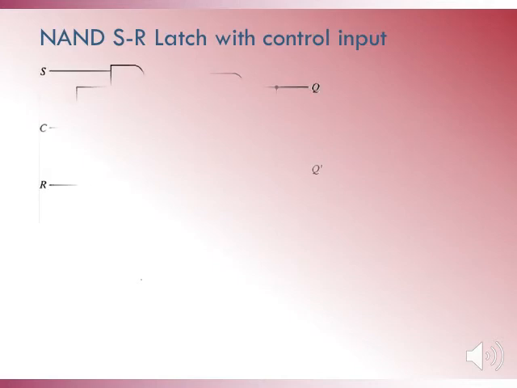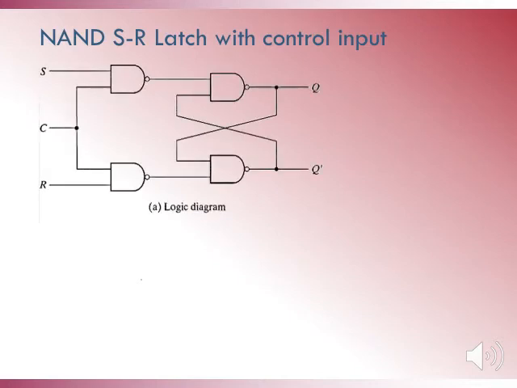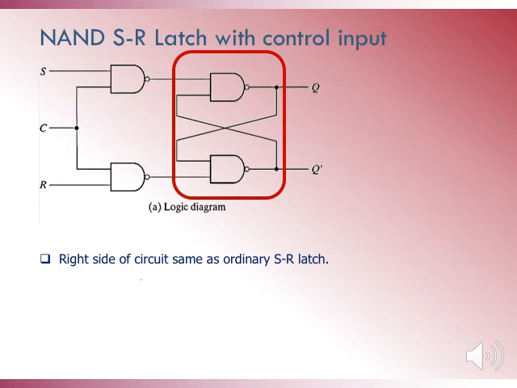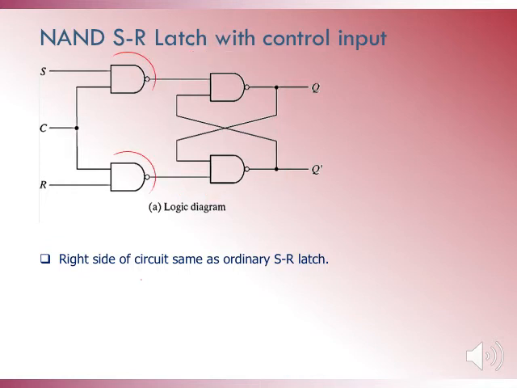The diagram for the same shows on the right hand side the same basic NAND SR latch. That basic SR latch is indicated by this red rectangle. To this basic latch we have provided an additional stage of NAND gates which are indicated by these red circles. The external inputs S and R are given to these NAND gates, and also the control input denoted by C is given to this NAND stage.